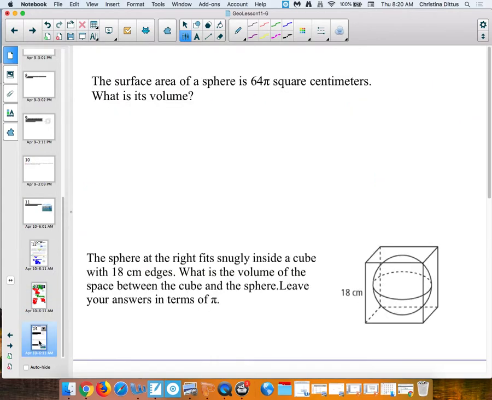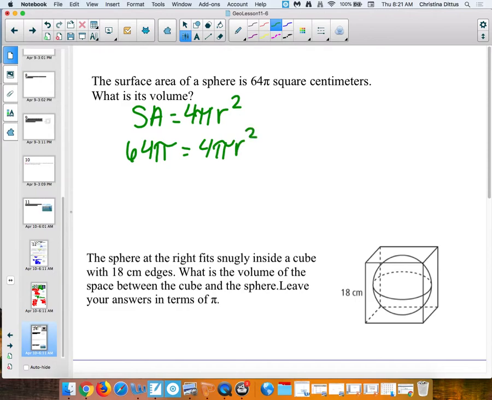Okay. Next one, we have the surface area of a sphere is 64 pi square centimeters. What is its volume? So starting off with surface area, what is my formula for surface area? 4 pi r squared. And what am I plugging in where and what am I finding? You have the surface area. I have a surface area, so where am I plugging in that 64 pi? For r, where the surface area is. Yeah. So 64 pi equals 4 pi r squared.